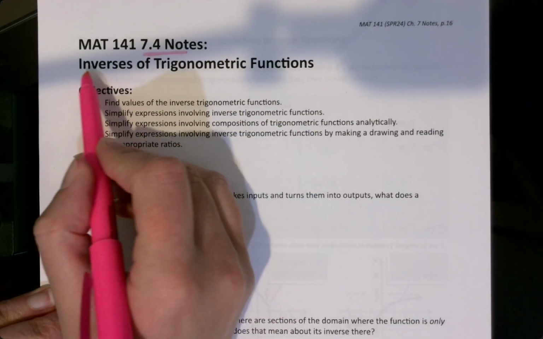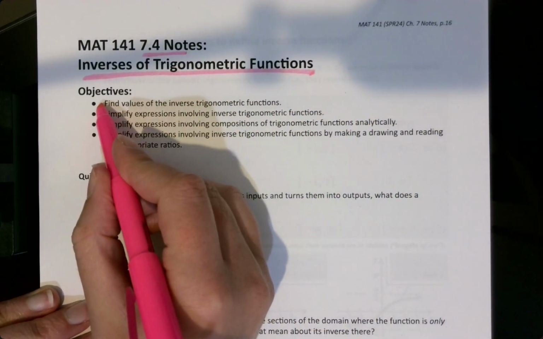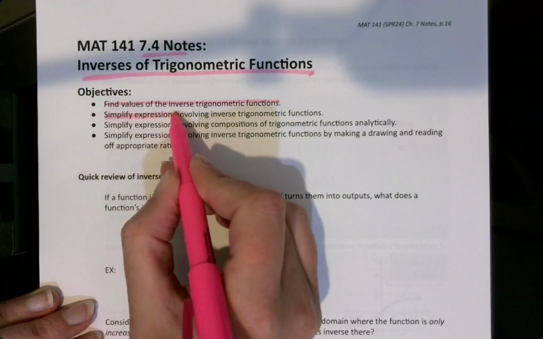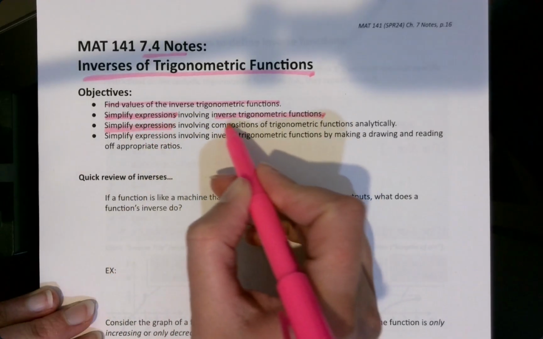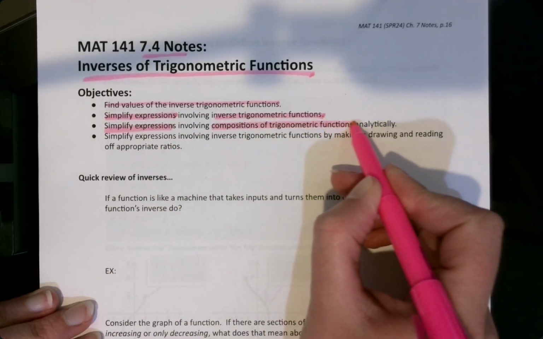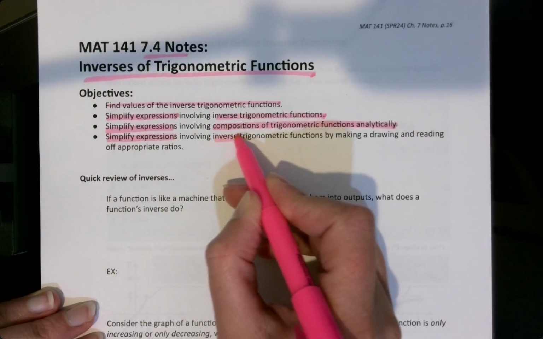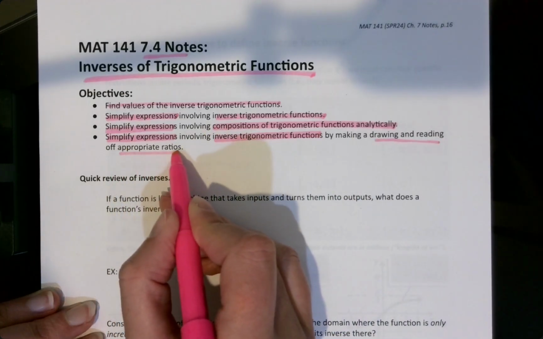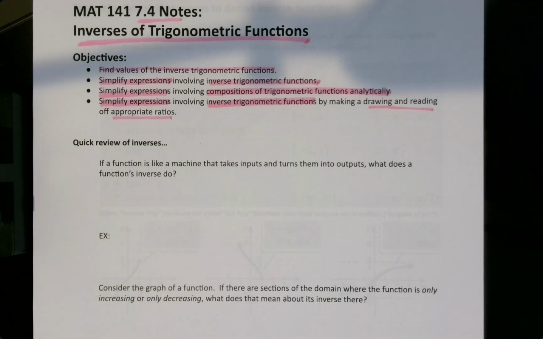Section 7.4 is on inverses of trigonometric functions. We're going to be finding values of inverse trigonometric functions, simplifying expressions involving inverse trigonometric functions, simplifying expressions involving composition of trigonometric functions analytically, and simplifying expressions involving inverse trigonometric functions by making a drawing and reading off the appropriate ratios. Right. So we have dealt with inverse trigonometric functions before in chapter 6.